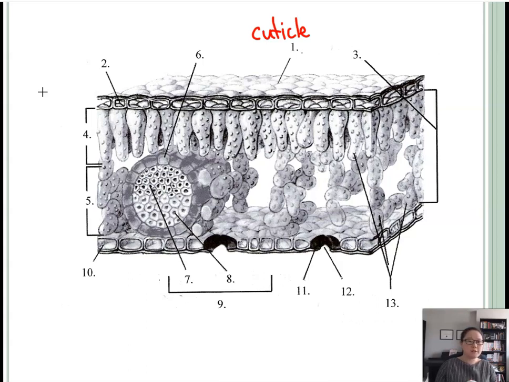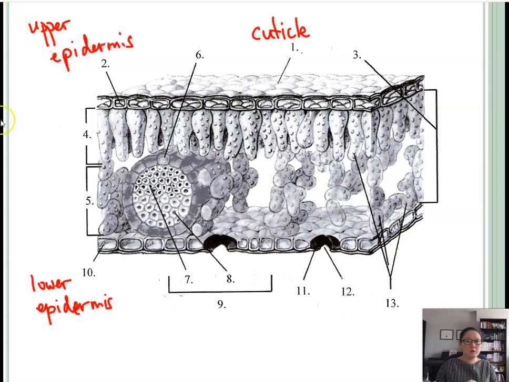2 is the upper epidermis, and 10 is the lower epidermis. You may have heard the little bit in that word, epidermis, the dermal, in other contexts as well. For example, a skin doctor is referred to as a dermatologist, so dermal usually refers to some kind of skin. And that's sort of the role that the upper epidermis and the lower epidermis have.